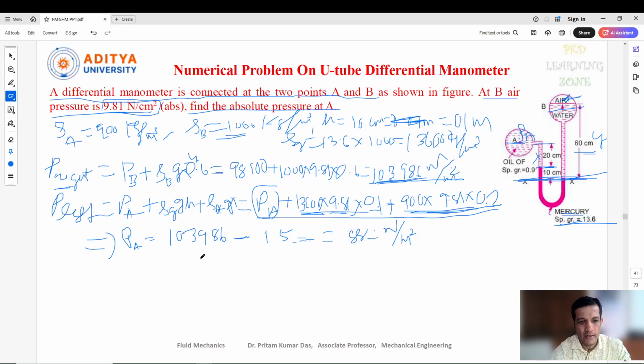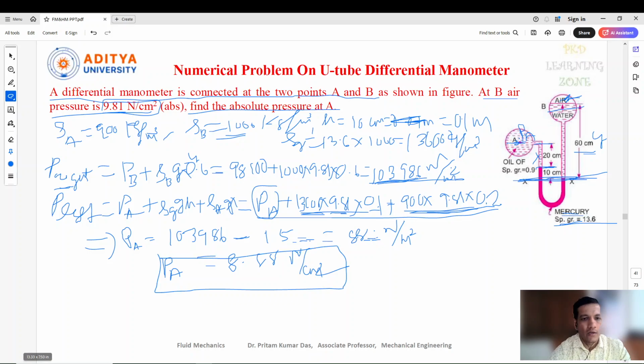If you write this in terms of centimeter square, we get 8.88 something, actually a 5-digit value, so 4 digits will go in converting meter square to centimeter square. So we get 8.88 Newton per centimeter square, the pressure at this point A.